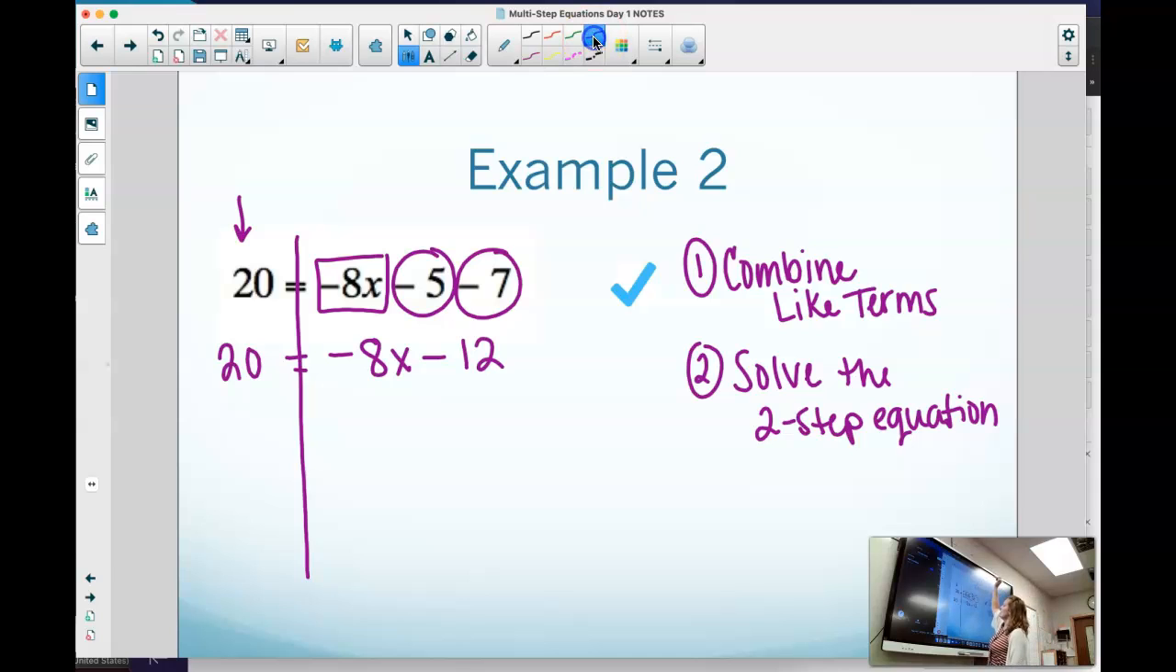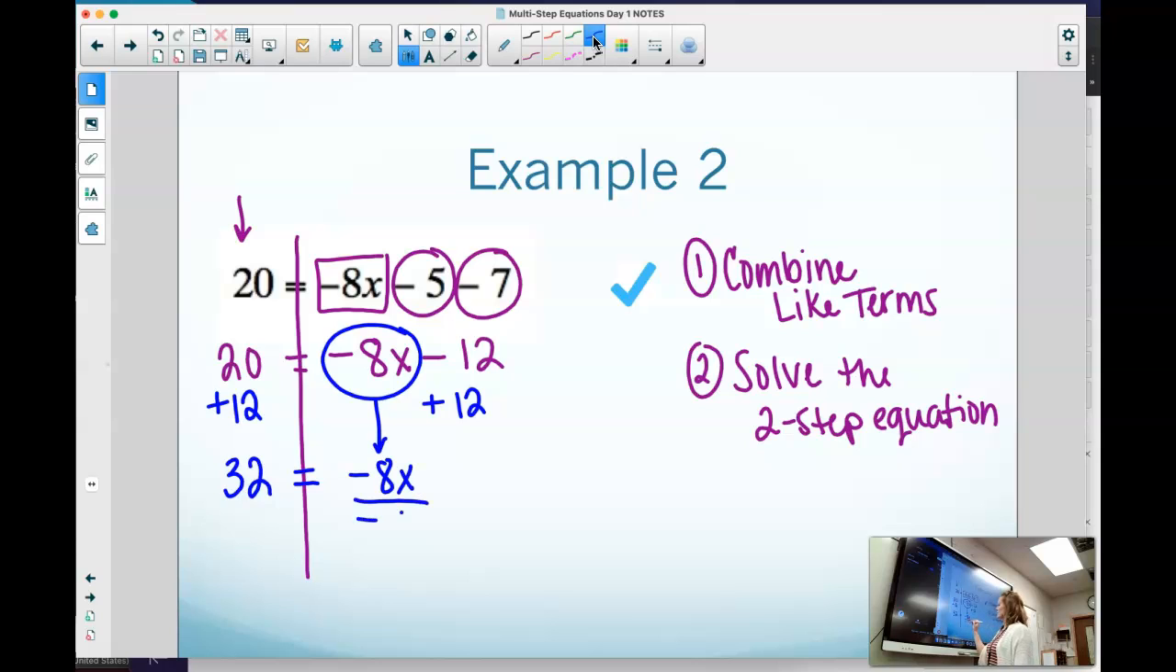Okay, so I'm going to solve this. I'm going to circle the variable and its best friend. We need to get rid of the other piece. So that means I'm going to add 12 to each side. 20 plus 12 is 32 equals whatever I have circled, negative 8x. And then I can divide each side by negative 8.